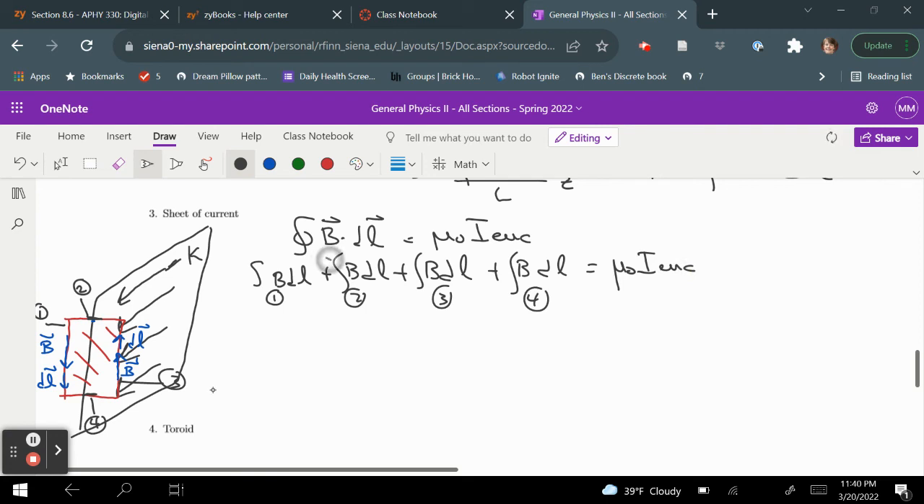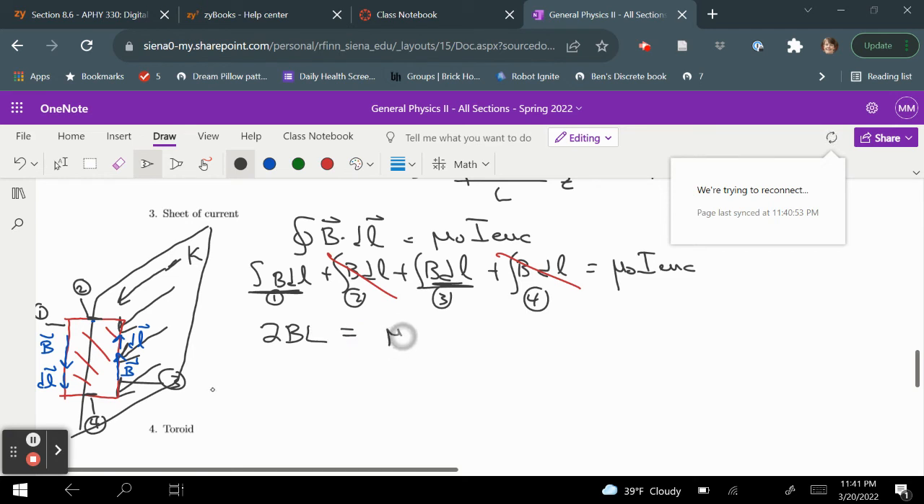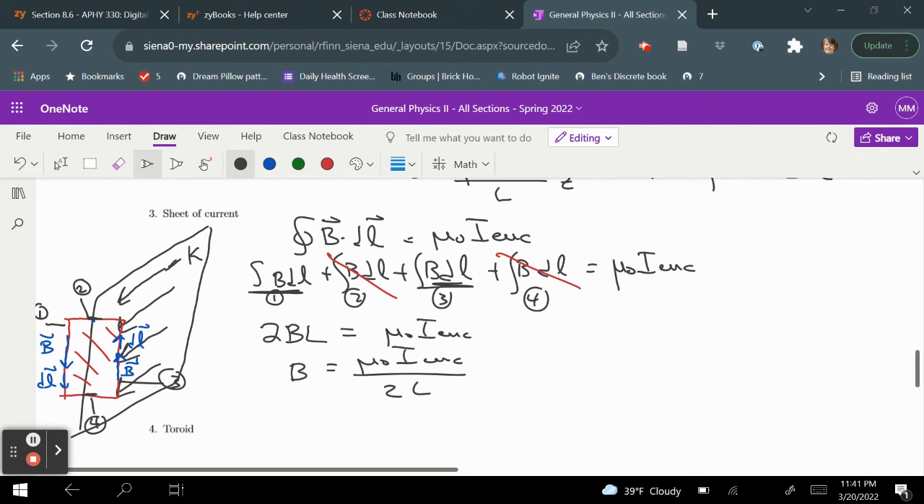And here I'm going to cancel out, let's do that in red, 2 and 4. So I'm going to be left with just 1 and 3. And 1 and 3 are the same, so I'm really going to have 2. My B is the same on the side, so that's going to come out of the integral. These 2 are the same because they're on each side, pointing in the same direction, meaning B and dl are pointing in the same direction. So that's why they'll be positive. So 2BL is equal to mu naught I enclosed. So B is equal to mu naught I enclosed over 2L.